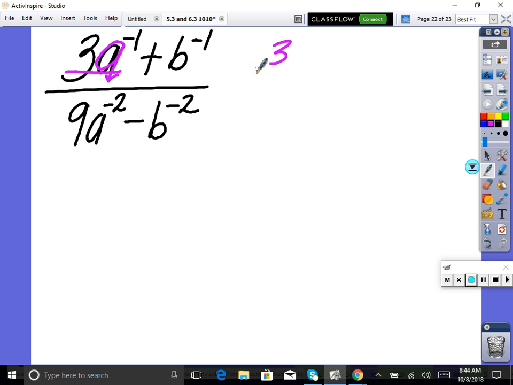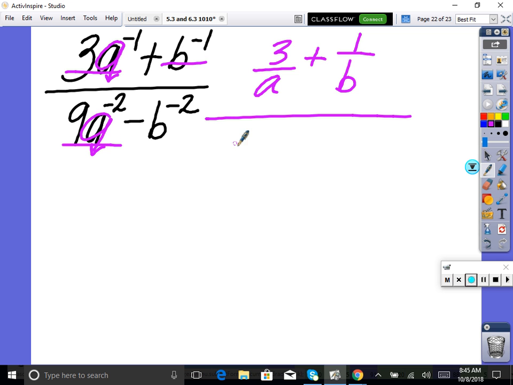So we would have this, 3 over a, plus sign. Wouldn't we have 1 over b? Then we have divided by, then right here we would have 9 stays on top, 9 over a squared, minus sign, 1 over b squared. And then we would just say, okay, now I have a complex fraction here. So I'd get a common denominator.